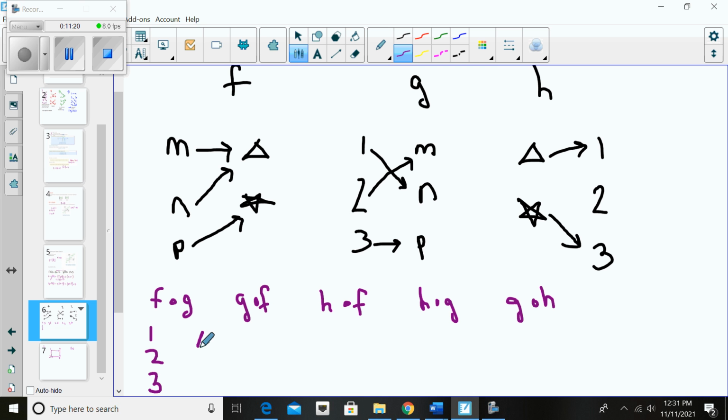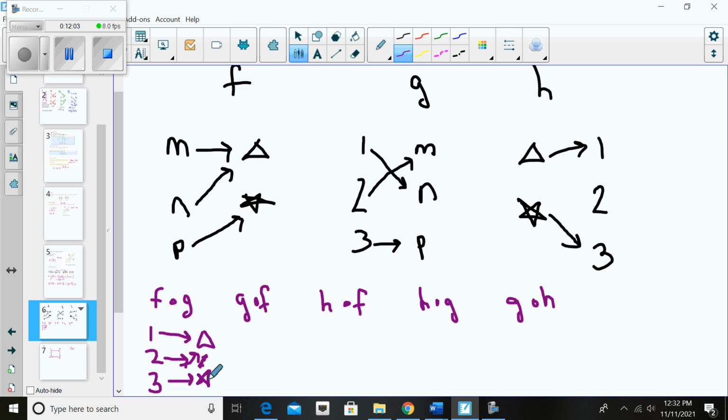So in the composition, it's kind of like skipping the middleman. 1 goes to N goes to triangle, so I just skip over that step and say 1 goes right to triangle. I'll do 2 with you. 2 goes to M, which also goes to triangle. I don't need to write it again, I'll just make my arrow go here. And then 3 goes to P goes to star.